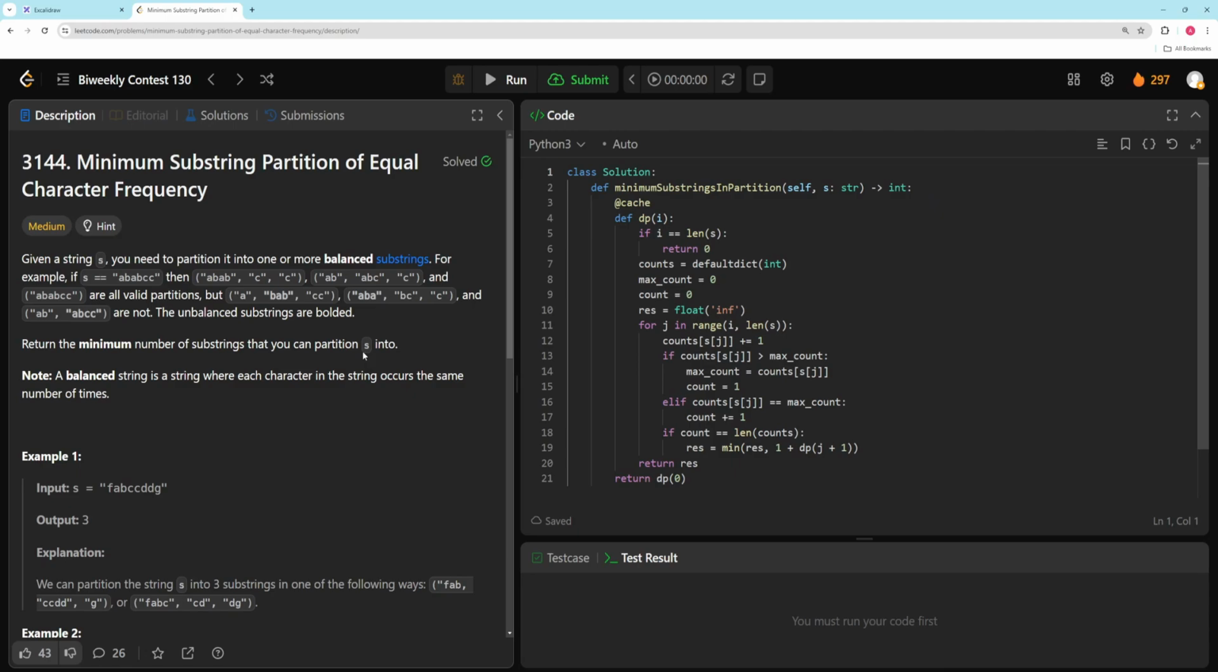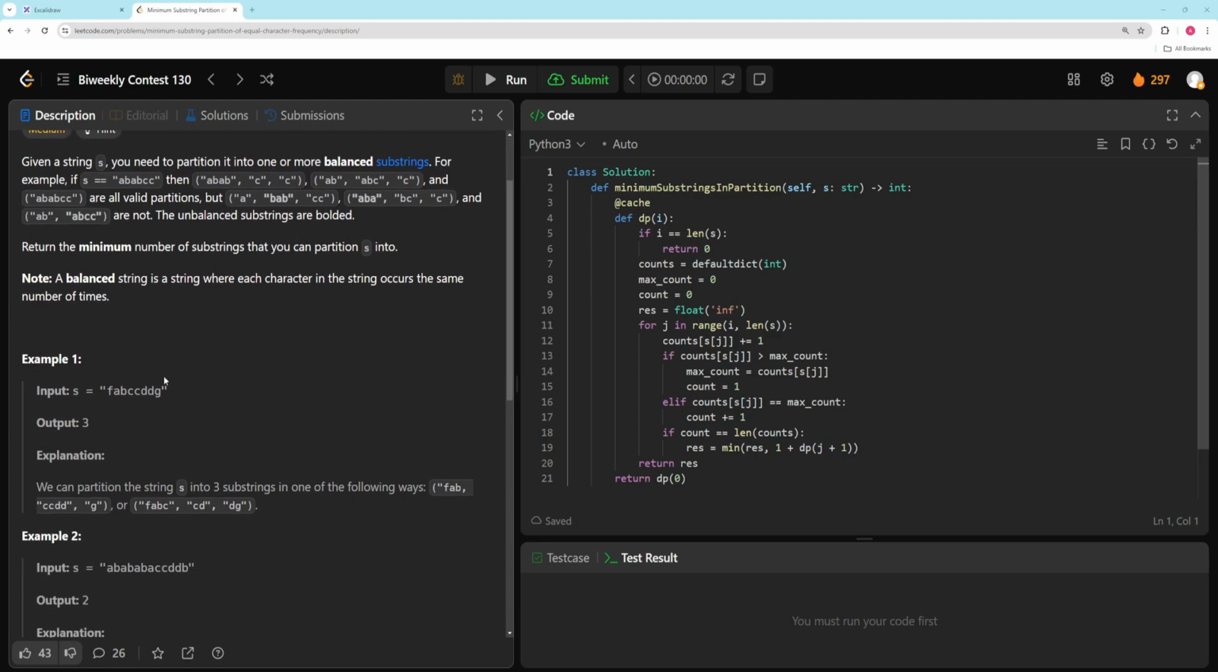So this one, you have a string and you want to partition it into one or more balanced substrings. And for these balanced substrings, every character occurs with the same frequency. So you would do something like this. And then basically you want to partition it into as few, I believe, as minimum balanced substrings that you can. And they tell you what a balanced substring is. So let's go through some of these examples, I guess.